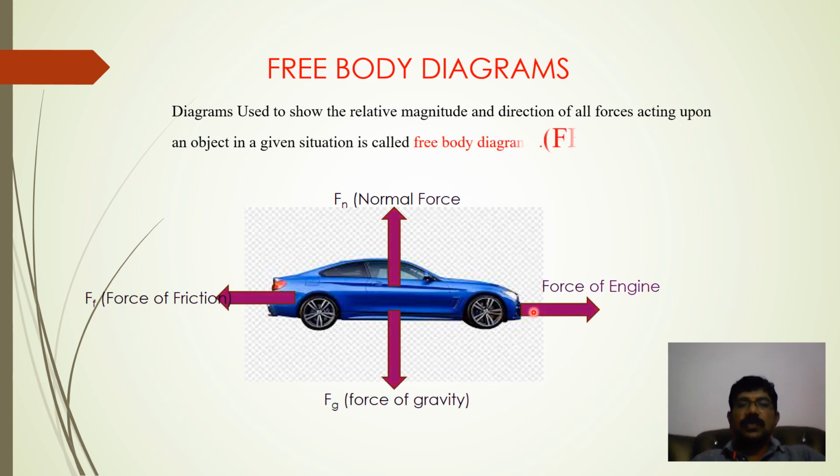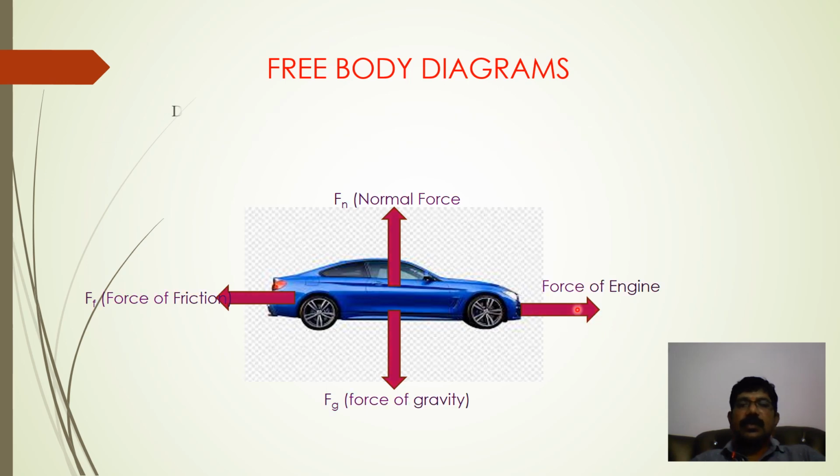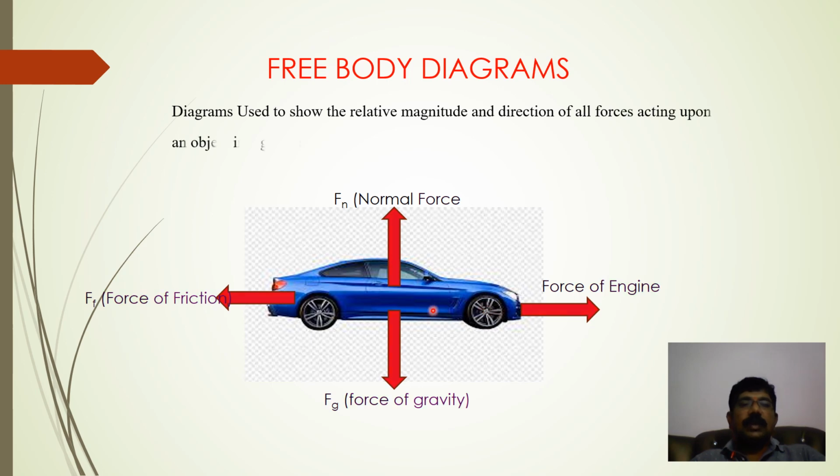So the force of the engine acts along this direction. See this one. This arrow represents the force of the engine. This backward arrow represents force of the friction. These two forces are opposite in direction. Next one. See this one.